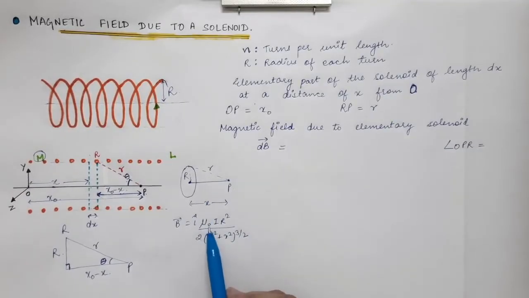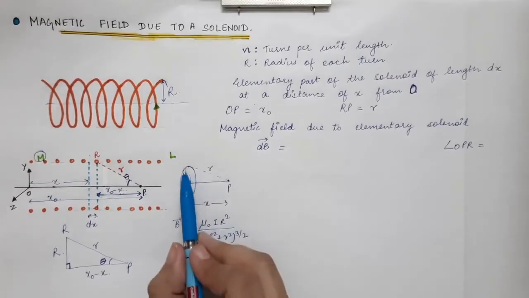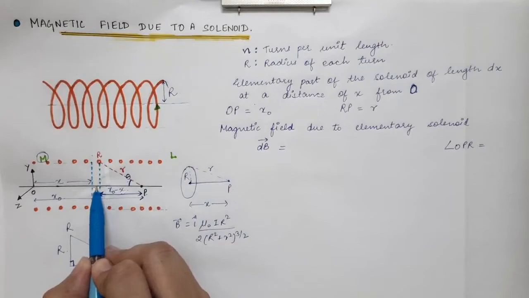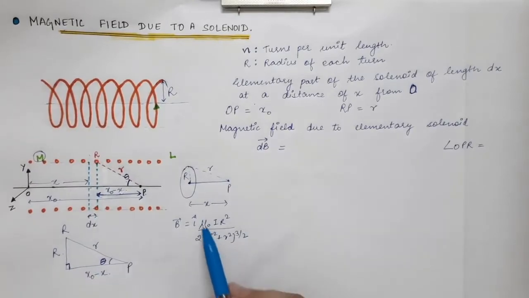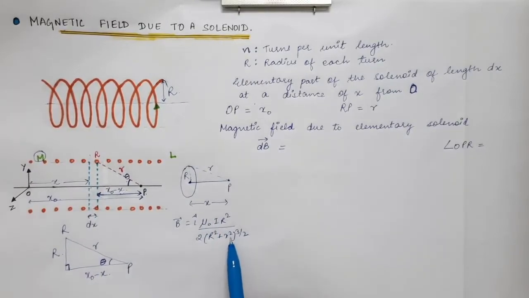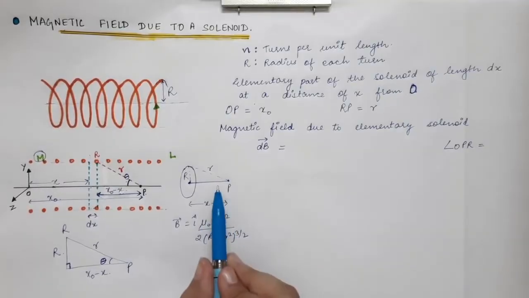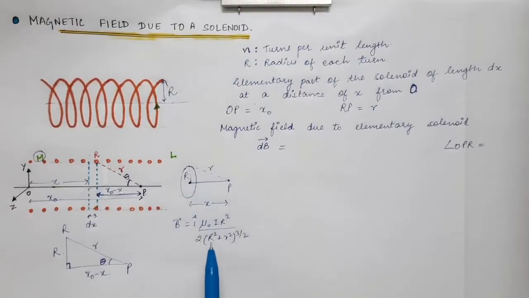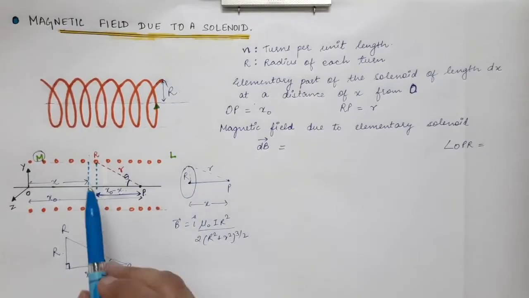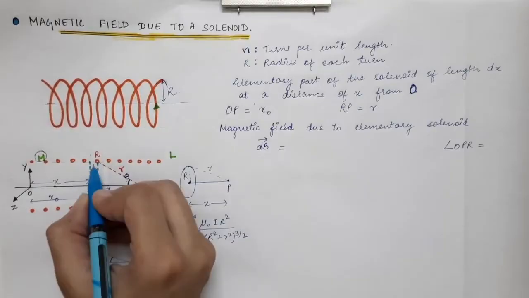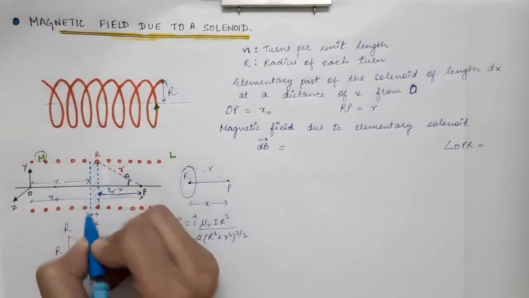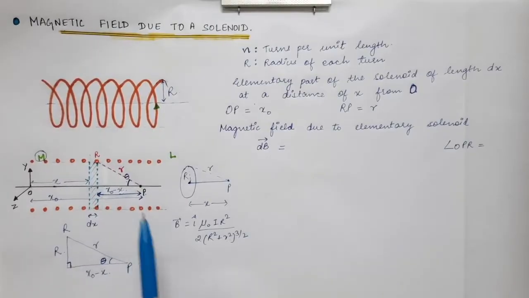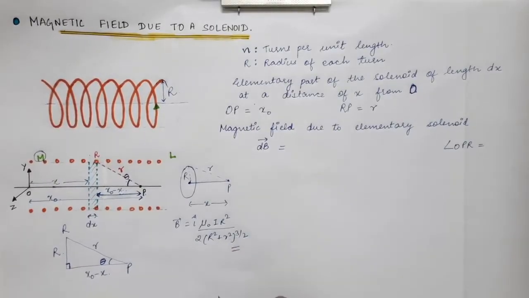Now in this case, mu naught I r square, r is the radius of this coil, and in this case r is the radius of each turn. And in this expression we had x. But what was x? x was the distance of the observation point from the center of the coil. So the same formula we will use in this case also to find out the magnetic field due to only this section. So only due to this section, what will be the expression of magnetic field? That will be just similar to this.